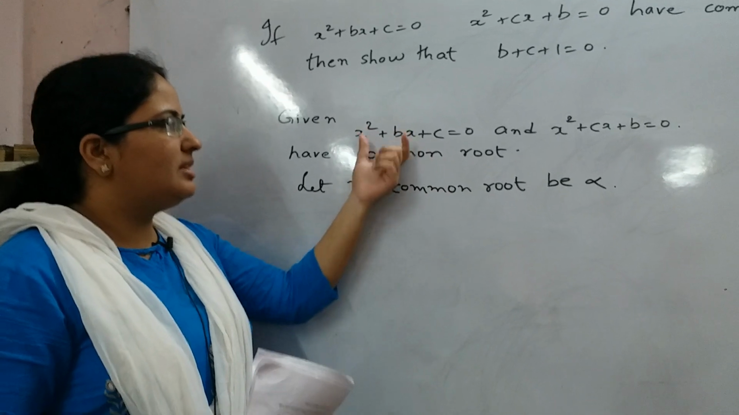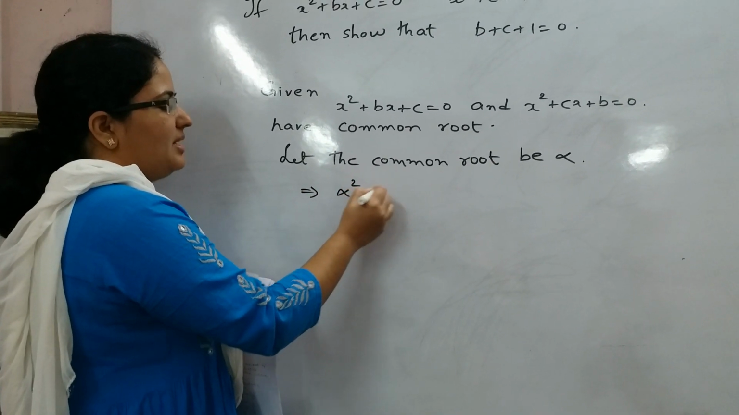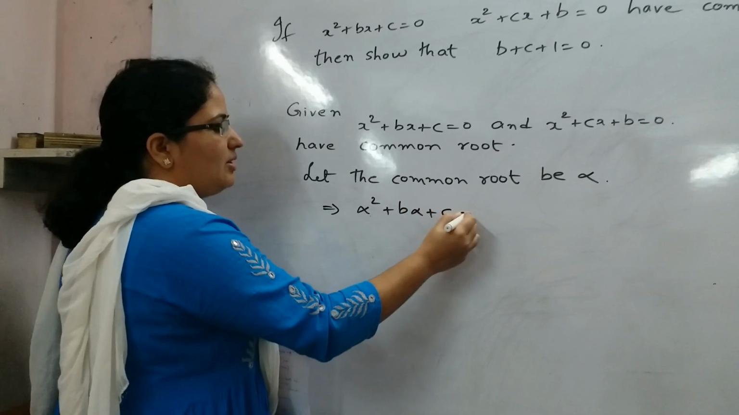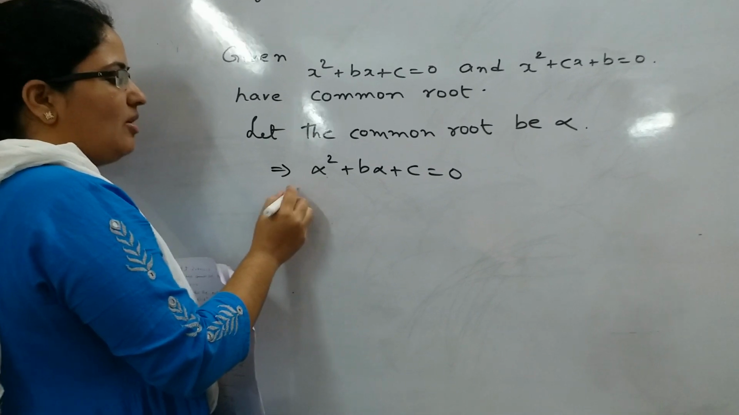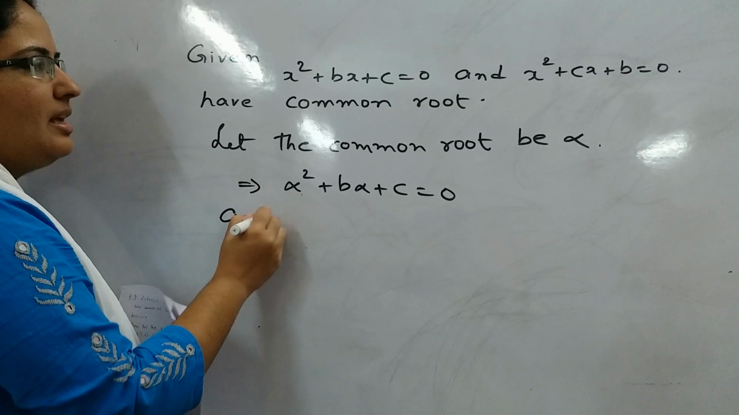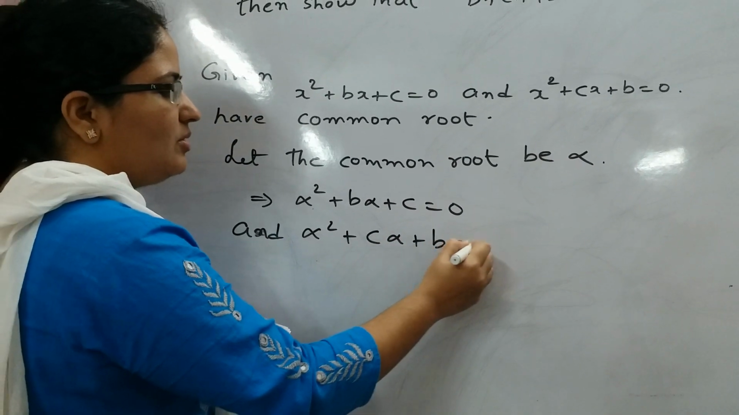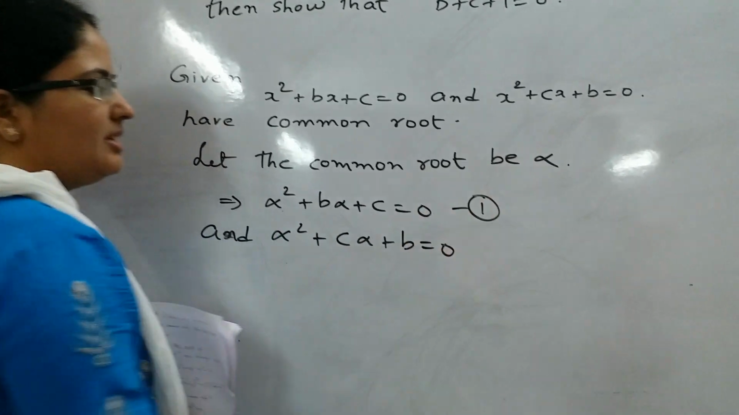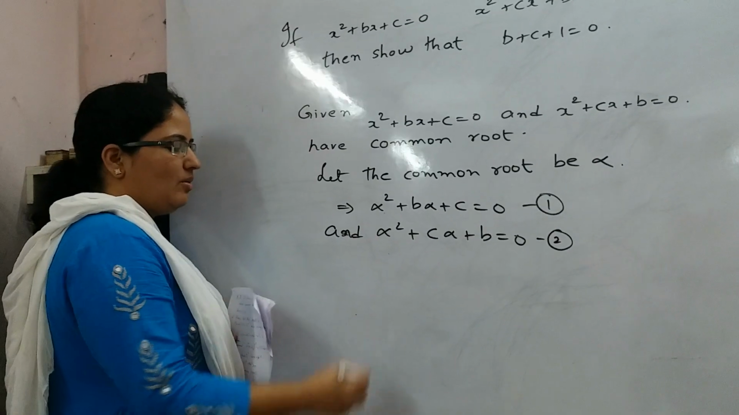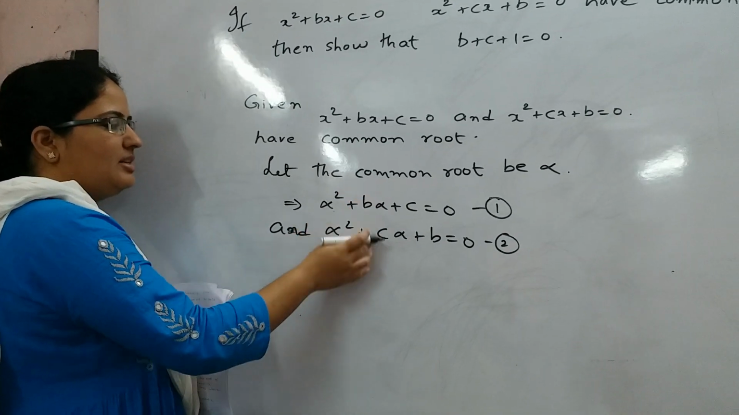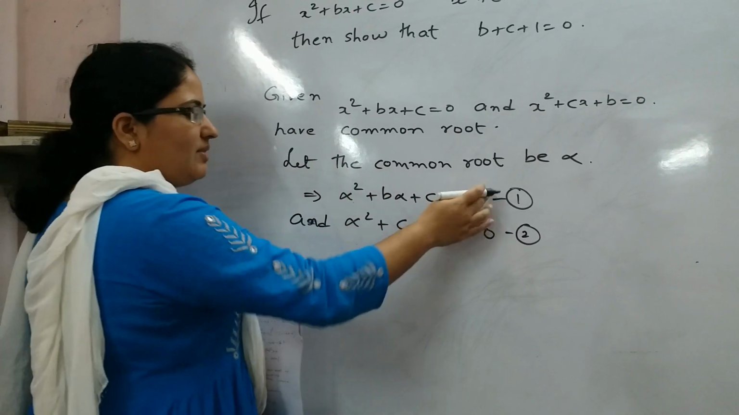Now, let us substitute this alpha here. It implies alpha square plus b alpha plus c is equal to 0. I am substituting first in this equation. Also, alpha square plus c alpha plus b is equal to 0. Let us call this equation 1 and this equation 2. Now let us subtract 1 minus 2 to get the alpha value.